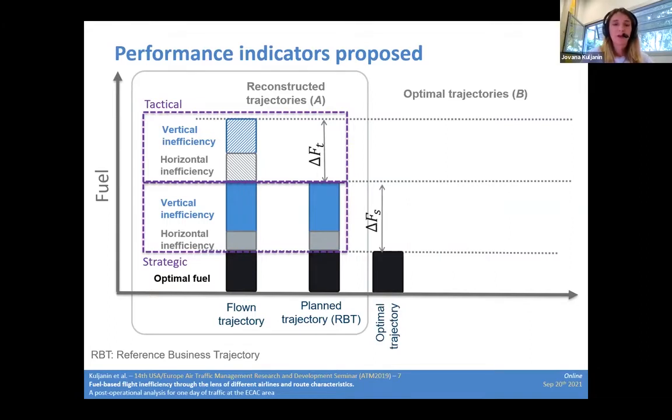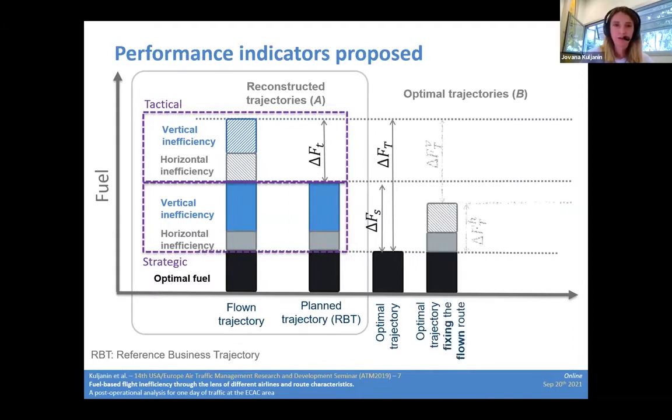However, if we assume that we have some optimal trajectory, we will also be able to extract the strategical inefficiency. In this case, strategical inefficiency is the difference between, as you can see here, the fuel consumption in the flown trajectory and the fuel consumption of the optimal trajectory. And finally, you can also calculate the total fuel inefficiency, which is obtained as a difference between the fuel consumption in the flown trajectory and the optimal one.